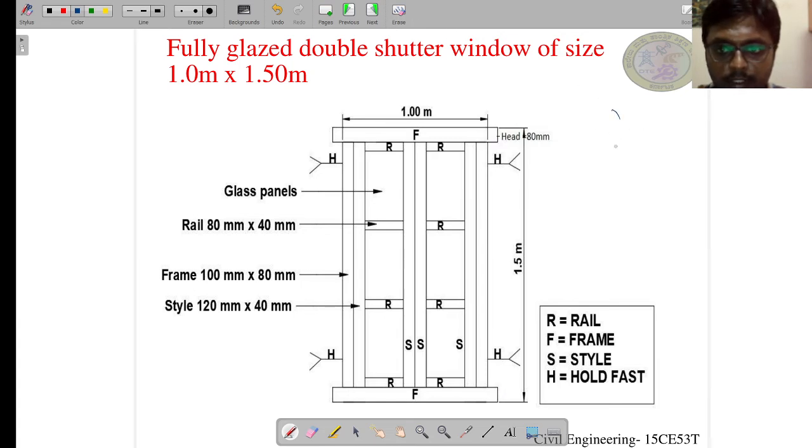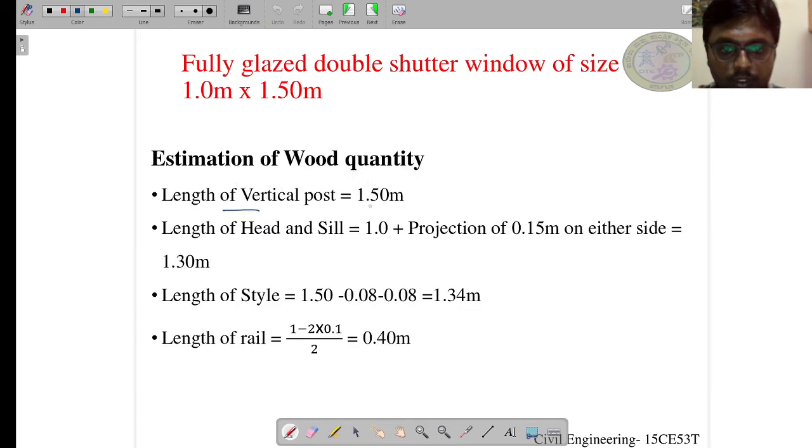The vertical post is secured to the head with the help of a groove, which is usually called a tenon and mortise joint. So there will be a projection in this vertical post. That is why we take the full length for the calculation of the length of the vertical post, and that is why we have taken 1.50 meter.